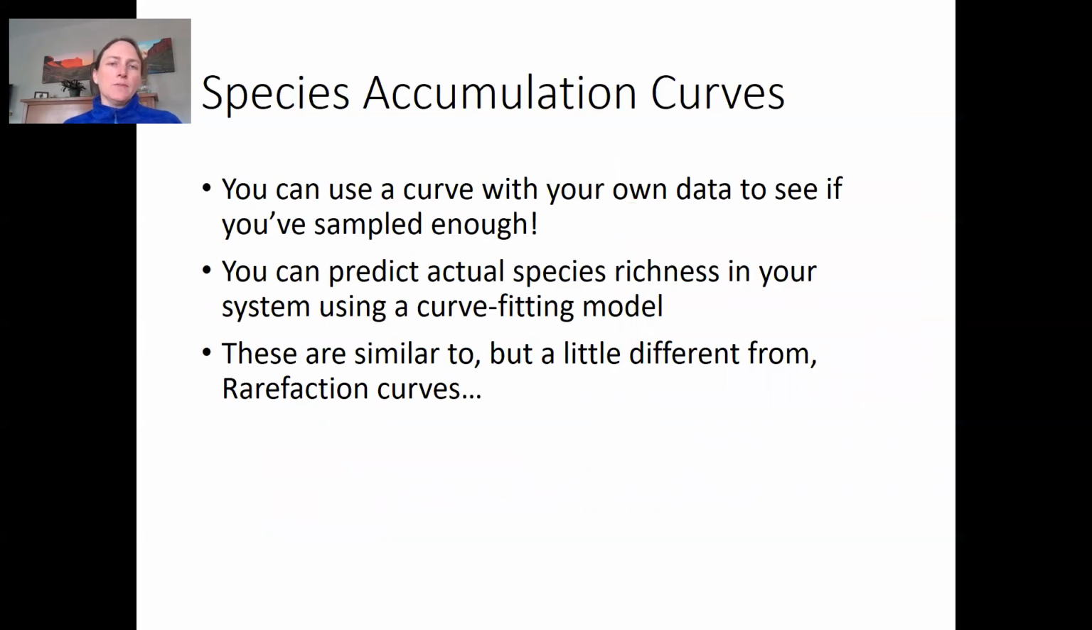So you can use a curve with your own data to see if you've sampled enough. Am I getting to the point where I'm starting to get that asymptote or not? And then you can also predict your actual species richness in a system using a curve fitting model. So you can extrapolate past the data set that you've collected to see what species richness should be if you can estimate it. And so we can use these types of curves really well when we're doing ecological work.